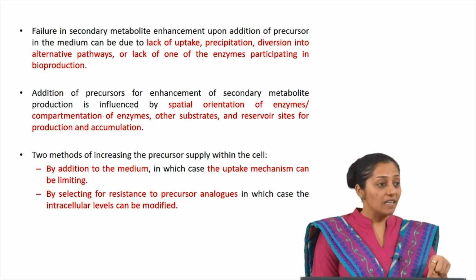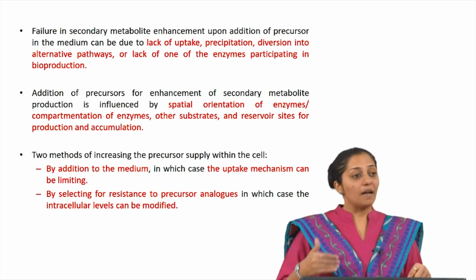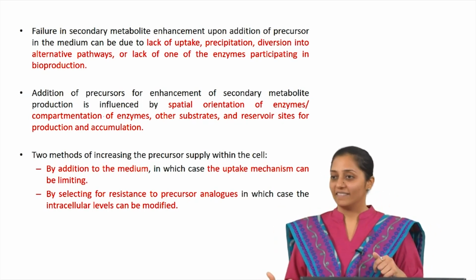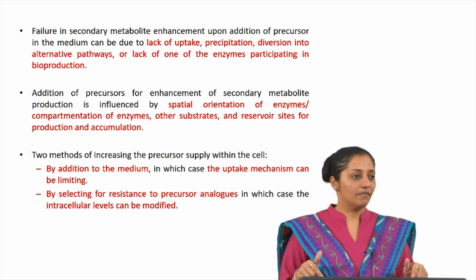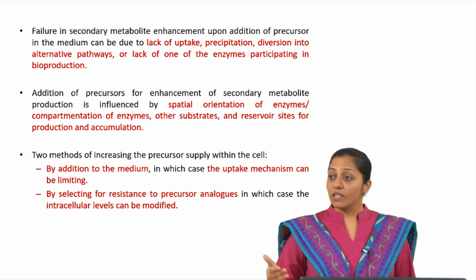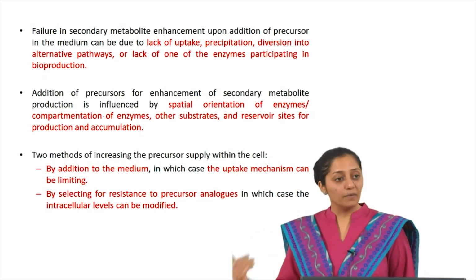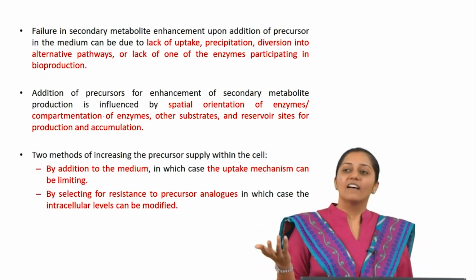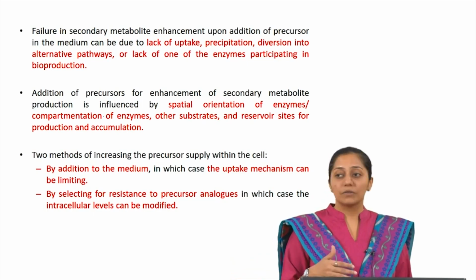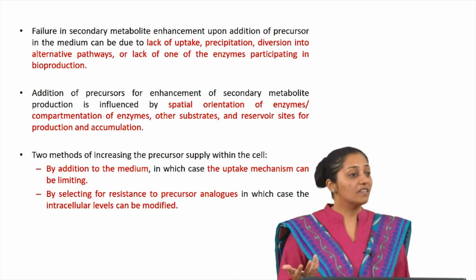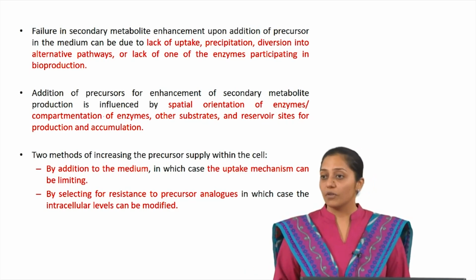Because only the cells which are able to take up and detoxify it to biotin will be able to survive, and because they are able to convert them into biotin, they will be higher yielding cell lines of biotin. So, that is the effect of adding precursor analogues and selection process.